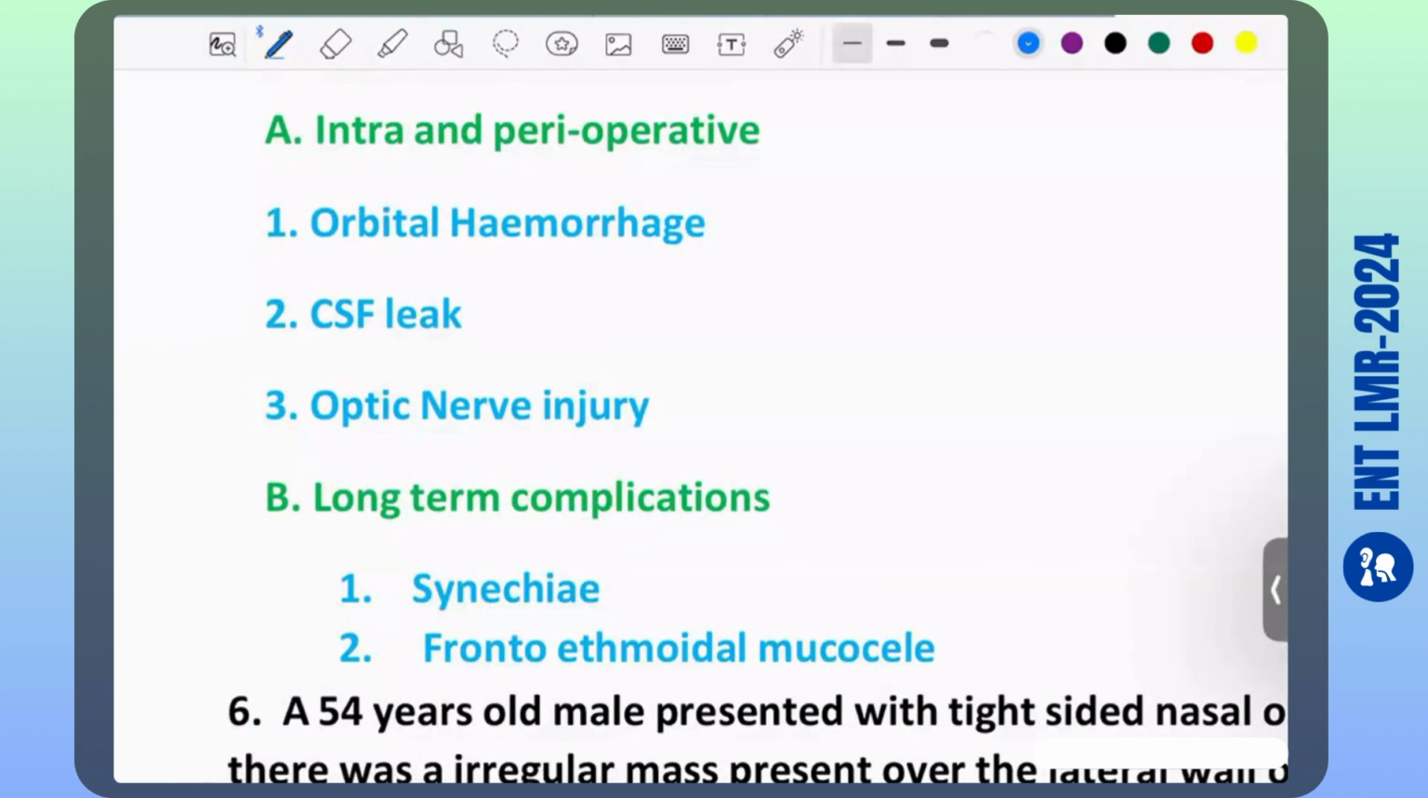There could be a few long-term complications such as synechiae and frontoethmoidal mucocele.